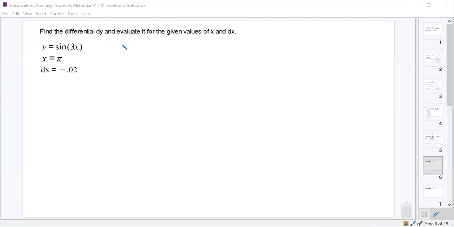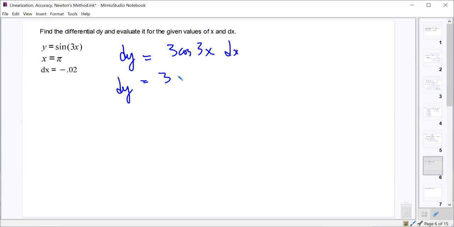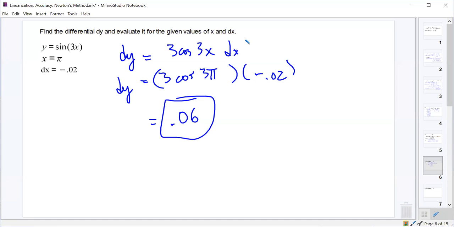Yeah. So you should have said dy is equal to 3 cosine 3x dx. And then your change in y should be equal to 3 times the cosine of 3 pi times your change in x, which was negative 0.02. And the cosine of 3 pi is the same as the cosine of pi, which is negative 1. So that's negative 3 times negative 0.02, which is 0.06. That what you guys got? Perfect.